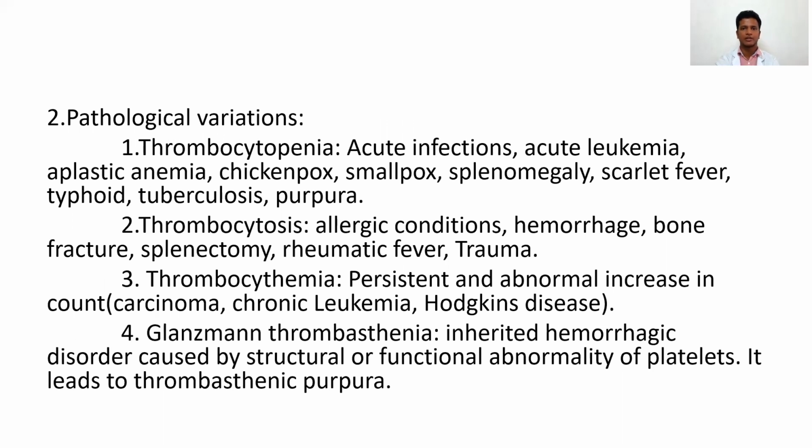Pathological variations: thrombocytopenia is seen in acute infections, acute leukemia, aplastic anemia, chickenpox, smallpox, splenomegaly, scarlet fever, typhoid, tuberculosis, and purpura. Thrombocytosis can be seen in allergic conditions, hemorrhage, bone fracture, splenectomy, rheumatic fever, and trauma. Thrombocythemia can be seen as a persistent and abnormal increase in the count, in carcinoma, chronic leukemia, and Hodgkin disease. Glanzmann thrombasthenia is an inherited hemorrhagic disorder caused by structural or functional abnormality of the platelets. It leads to thrombocytopenic purpura.